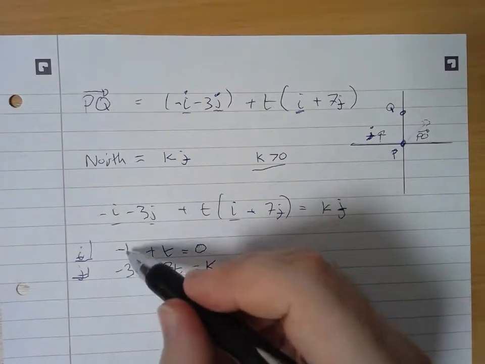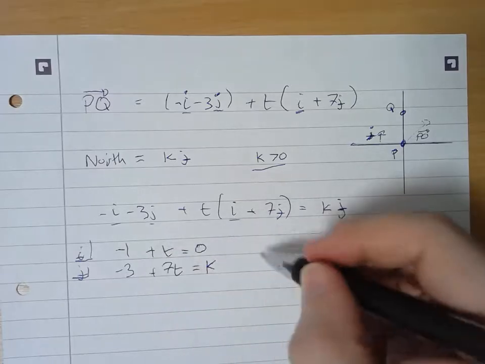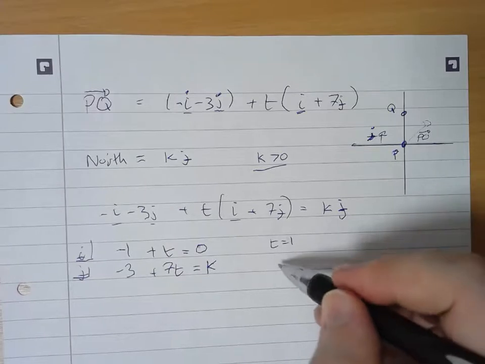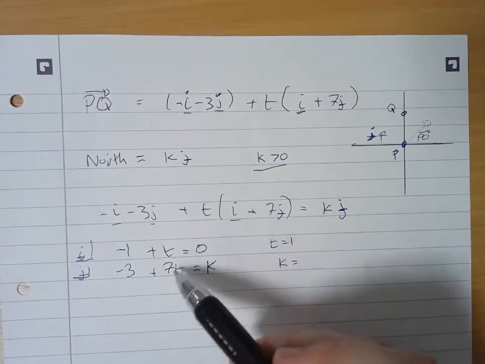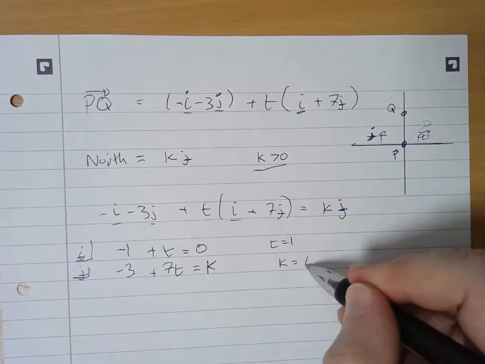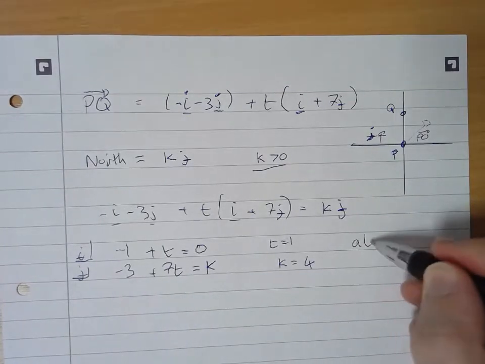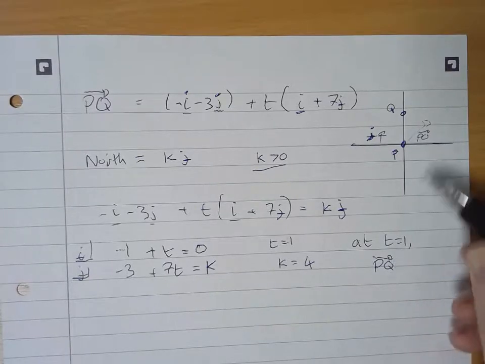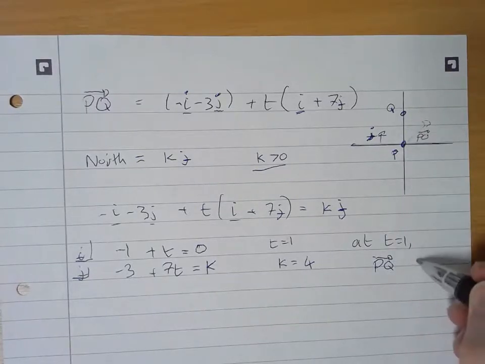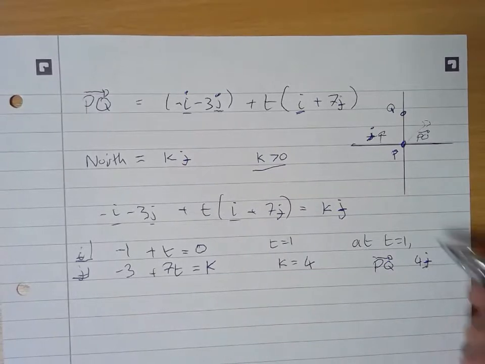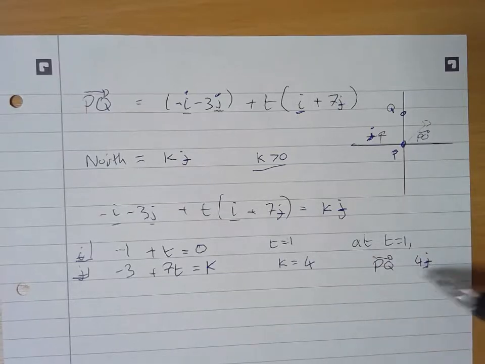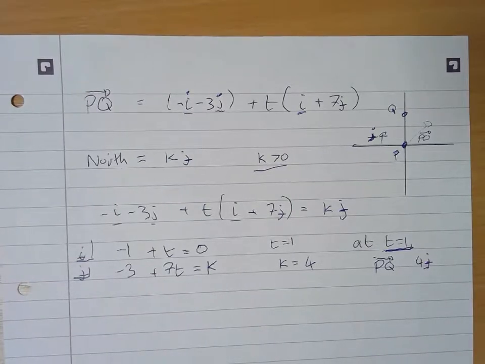If I take my i equation, I can rearrange it so I get t equals 1. And if I put t equals 1 into the j equation, I get k equals 7 take away 3, which gives us 4. So at t equals 1, PQ, the vector that takes us from P up to Q, is the vector 4j. We know it's 4j because it's k times j, and we worked out that k is 4. So this 4j takes us due north. The actual answer, the time when, is t equals 1.